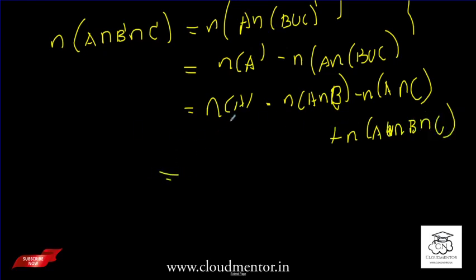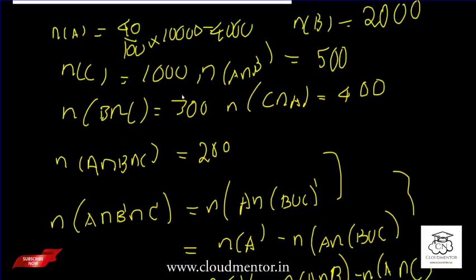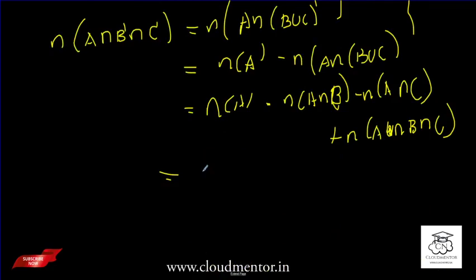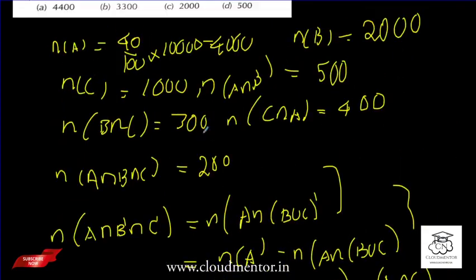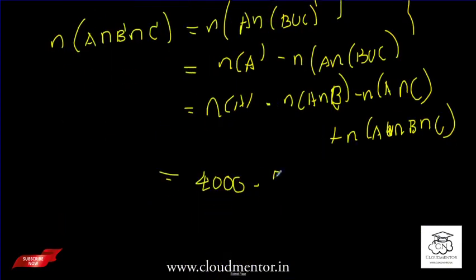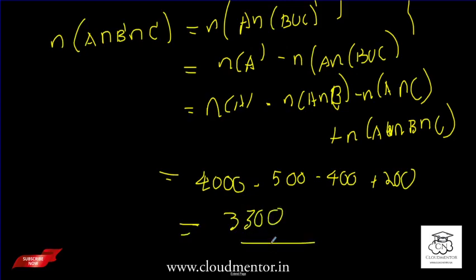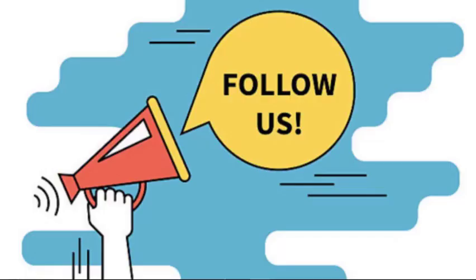So now we can apply all these values. n of A is 4000, and n of A intersection B is 500, minus 400, n of A intersection C is 400, and plus n of A intersection B intersection C, that is 200. So in total we will get 3300 families.